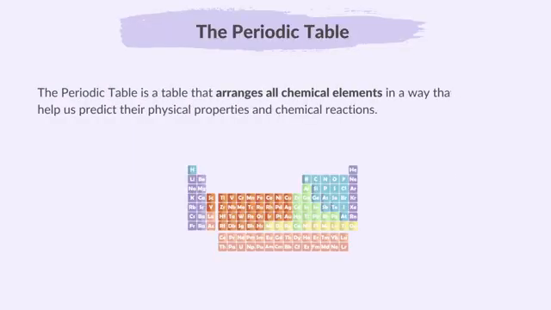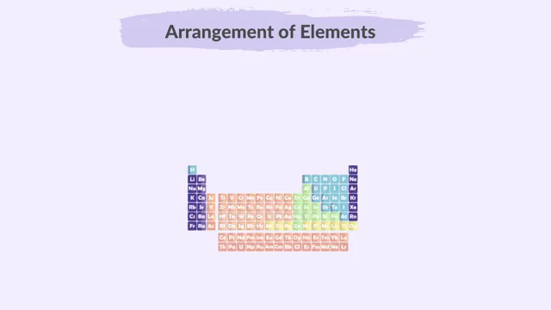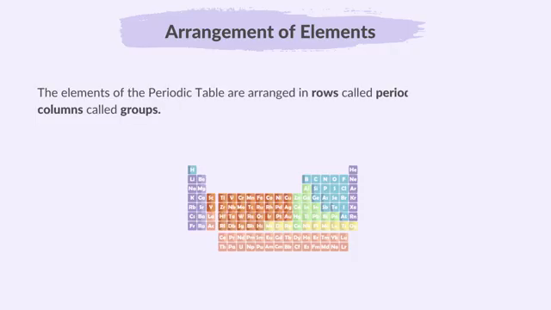In this video, you are going to learn part 1 of topic 8, the periodic table. The periodic table is a table that arranges all chemical elements in a way that can help us predict their physical properties and chemical reactions. Let's first learn about how these elements are arranged. The elements of the periodic table are arranged in rows called periods and columns called groups.